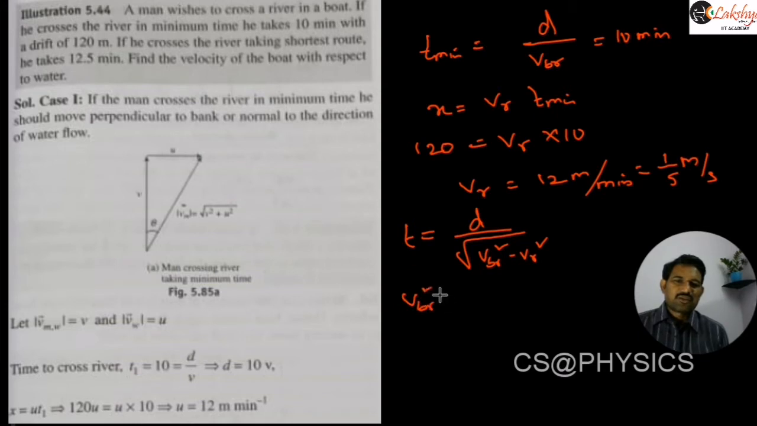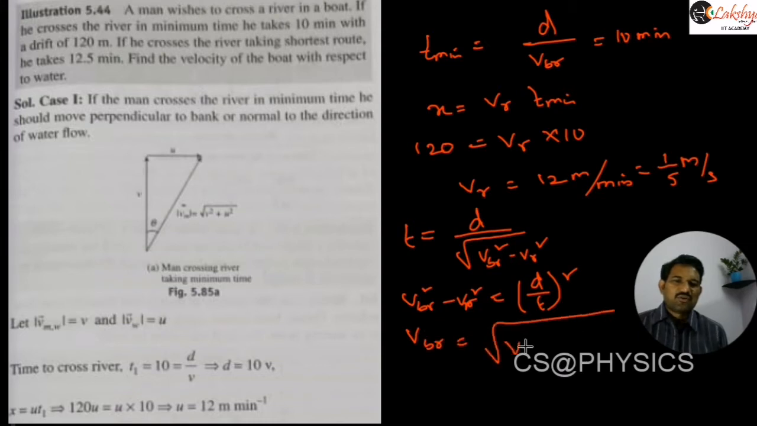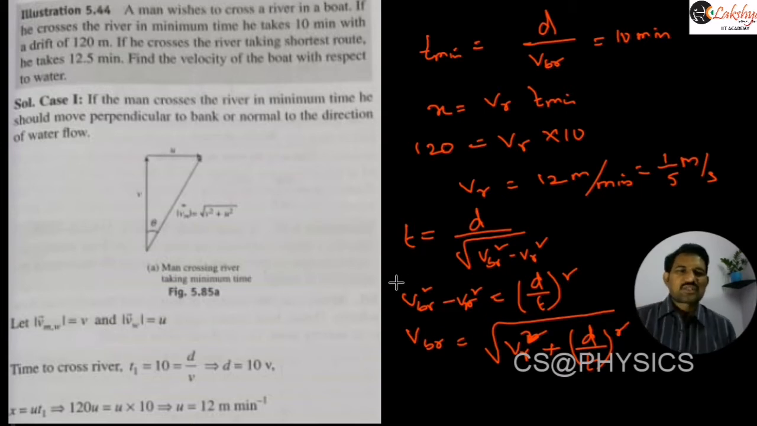And so from this I can write VBR square minus VR square is equal to D by T whole square. And from this we can find VBR is equal to under root of VR square plus D by T whole square. This T is the time taken when he is crossing along the shortest possible path, shortest route. Now we can substitute these values here. You can substitute all this data given here, and so you will get the required value, right?